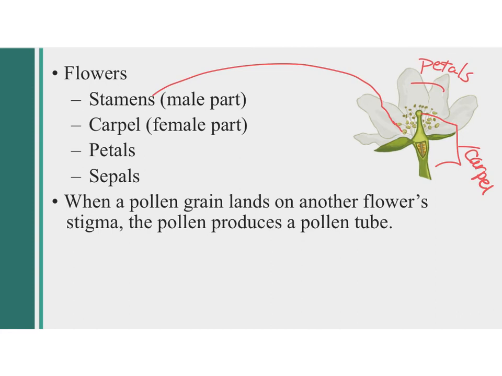Then you have your sepals, which is number 4, which is this right here. This is the green little part there. And what does it do? These are often leaf-like structures that come up around your petals, and they protect the outside. It's like an extra protection of the outside of the petals. They protect the flower while it's developing. When a pollen grain lands on another flower stigma, the pollen produces a pollen tube and the process begins.